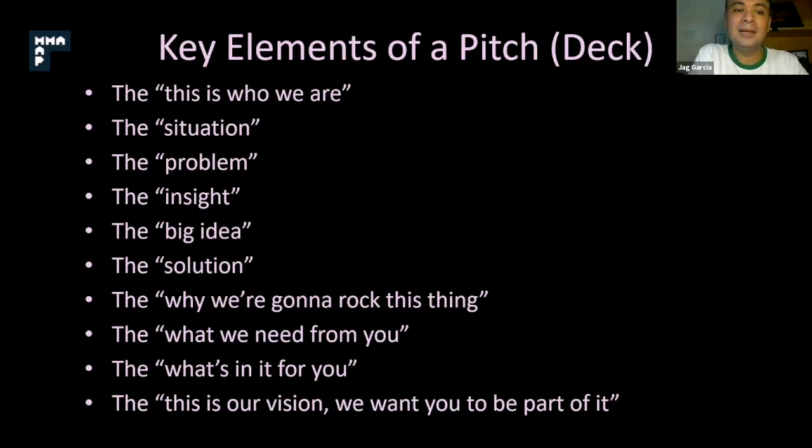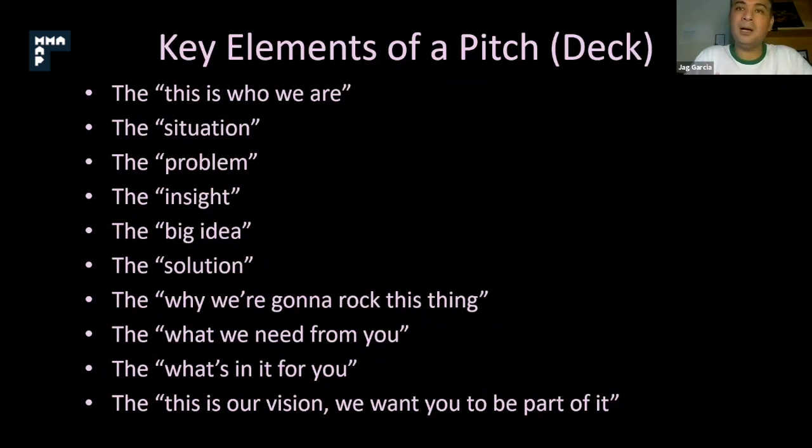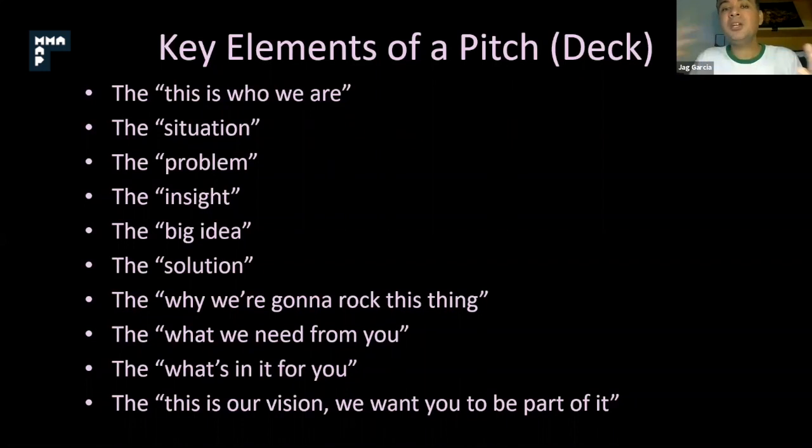That's the problem. The insight is, this is my realization: the reason why people don't know how to present ideas properly is because they actually don't know what the problem is. So my idea is to make a pitch presentation sample so that you're able to take the pitching out of the pitch and focus on the pitch itself. Okay? So that's the solution. Now, why are we going to rock this thing?